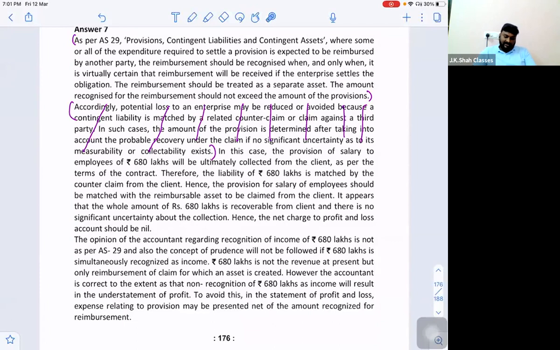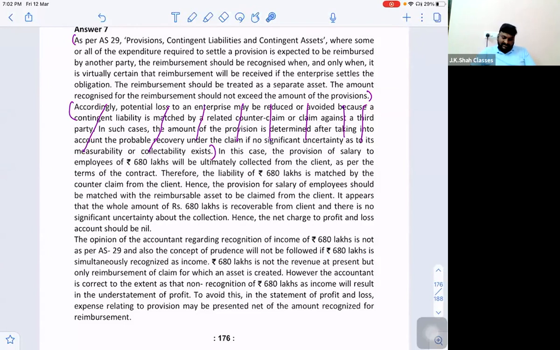So what it says, as per AS 29, where some or all of the expenditure required to settle a provision is expected to be reimbursed by another party, the reimbursement should be recognized when and only when it is virtually certain that reimbursement will be received if the enterprise settles the obligation. The reimbursement should be treated as a separate asset, and the amount recognized for the reimbursement should not exceed the amount of the provision. So this first paragraph is nothing but copy paste of what I have given in the notes. The same first paragraph has to be pasted.